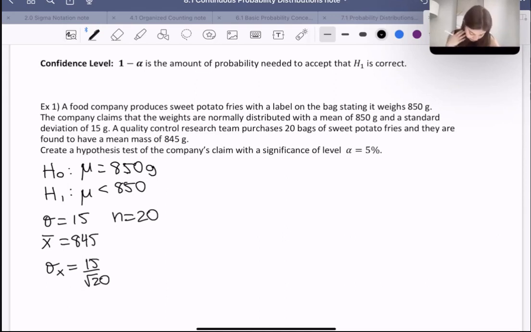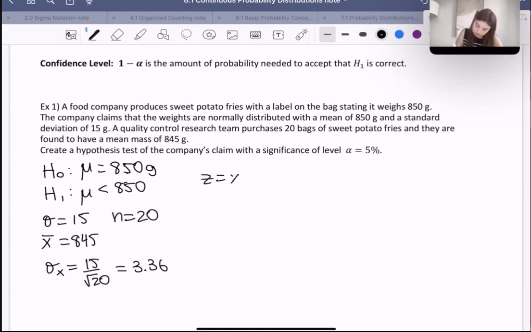And then x bar, same kind of thing, I got it from that. That's a sample mean. So what's our sample standard deviation then? Well, that's going to be 15 over root 20, which is 3.36. Okay, so now we're going to find the z-score.